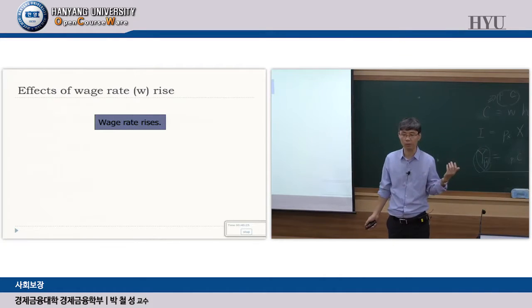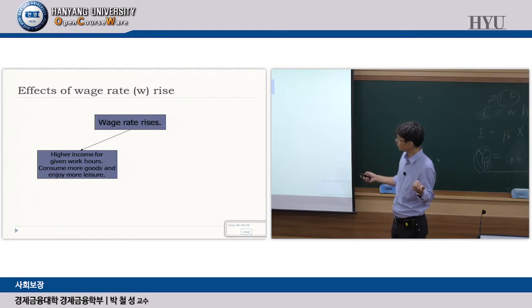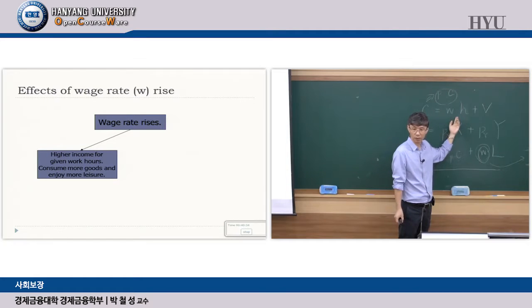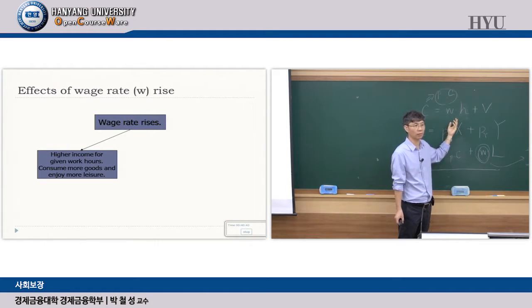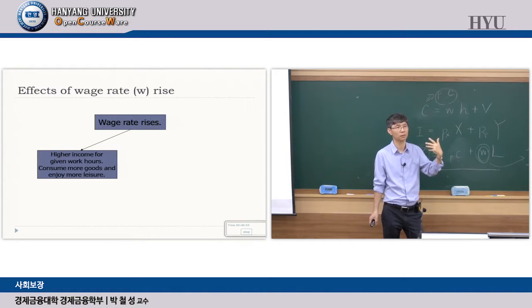Think about it. Let's say the wage rate goes up. If the wage rate goes up, that means your income is going to be higher because your wage rate is higher. Let's say your wage rate was $10 per hour. Now let's say it becomes $12 per hour, which means you will earn 20% more for each hour of work. Let's say if you're working for 8 hours, your income was $80. Now it's $96. Obviously, you have a higher income.